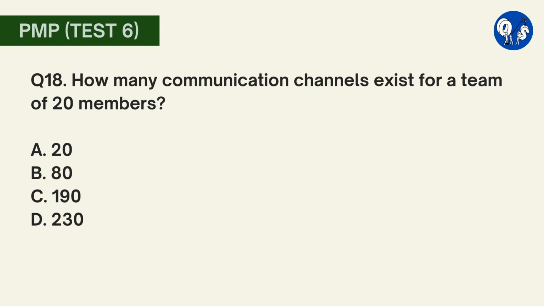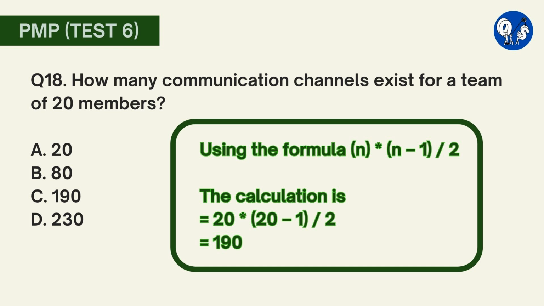Question number 18. How many communication channels exist for a team of 20 members? A. 20, B. 80, C. 190, D. 230. Here option C is correct. Using the formula n times n minus 1 over 2. Here is the formula and the calculation for your reference.